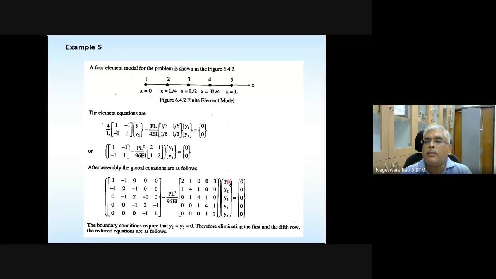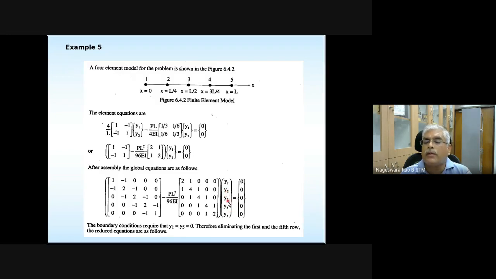And then before we solve this, we need to apply the boundary conditions. What are the boundary conditions? Curvature at x is equal to 0 is 0, curvature at x is equal to L is 0. Curvature is nothing but y. At node 1, y value is y1, at node 5, y value is y5. So y1, y5 are 0. So eliminate first row, first column from this equation, and the last row and column, you get the reduced equation system. Solve for y2, y3, y4.